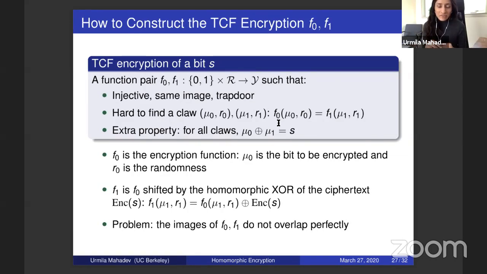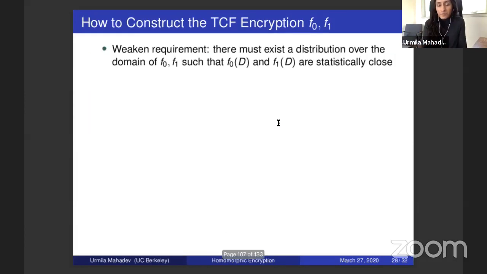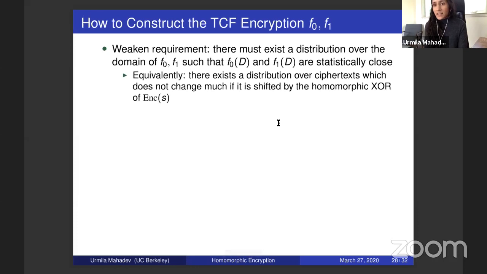So this is hard to satisfy, and what I'm going to do is weaken this condition of having the images overlap perfectly, just so that it's sufficient for what I need in my setting. The weakened requirement says that instead of the images overlapping perfectly, there exists a distribution over the domain of F0 and F1, such that the resulting distributions over the images are statistically close. An equivalent way of stating this is that there exists a distribution over ciphertext which doesn't change much if it is shifted by the homomorphic XOR of the encryption of this bit S.